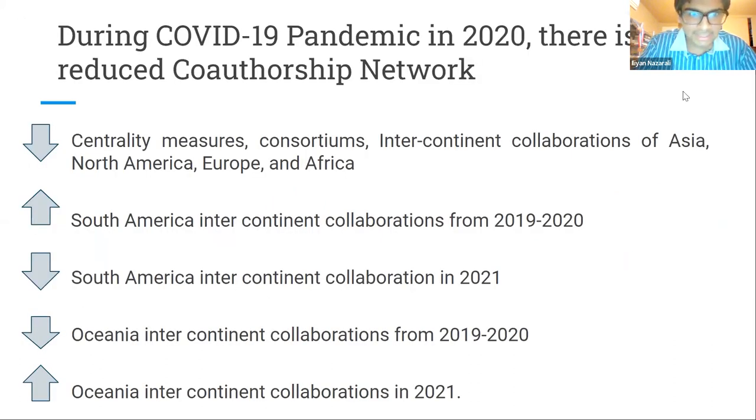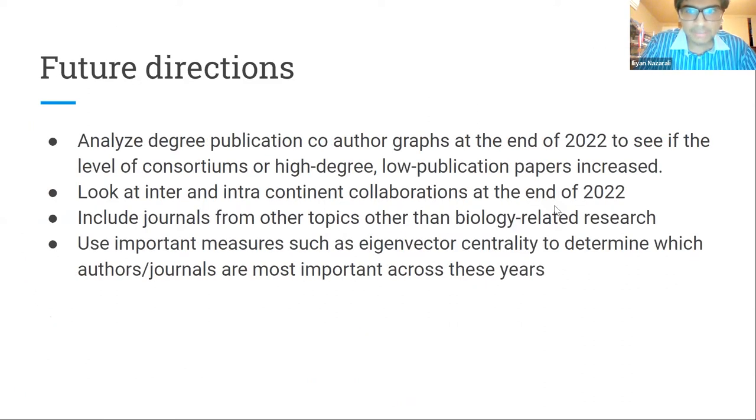And here's my conclusion. Across the various centrality measures, the consortium and intercontinental collaborations in Asia, North America, and Europe all decreased. Oceania's intercontinental collaborations also decreased in 2019 and 2020, but then started to gain ground in 2021. An interesting case I found was that in South America, intercontinental collaborations in 2019 and 2020 increased while those of all the other continents decreased. But then in South America in 2021, it started decreasing. So here are my future directions.